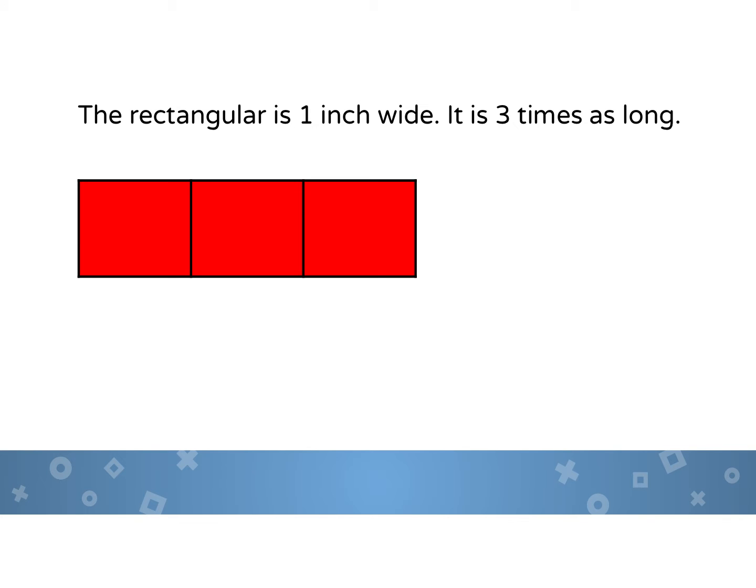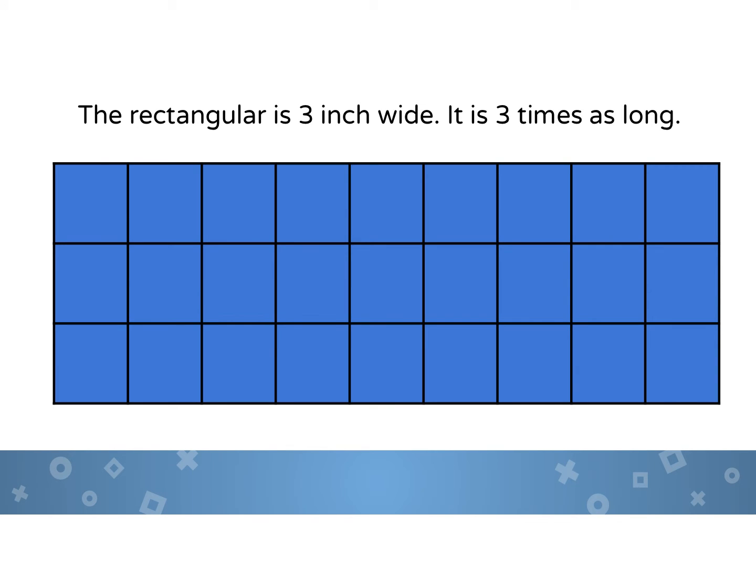This looks a lot like the rectangle we built in class today. If our rectangle was 1 inch wide and 3 inches long, then we can say that it's 3 times as long as it is wide. Think about what the area would be. Remember area, I'm going to put a multiplication sign right on this corner. Area is the width, 1 inch, times the length, 3 inches. So our area for this rectangle would be 3 square inches.